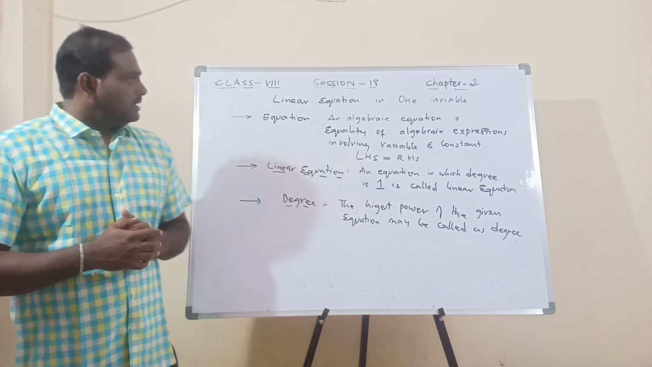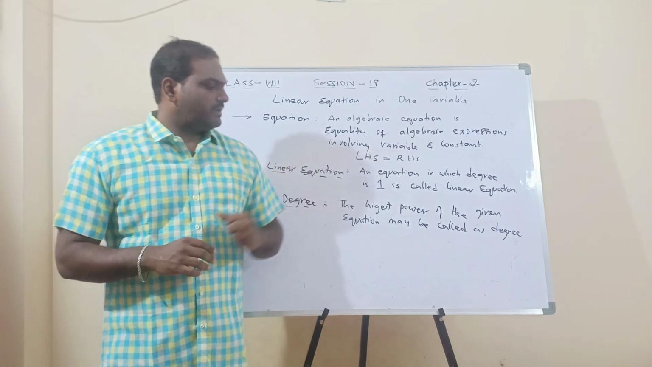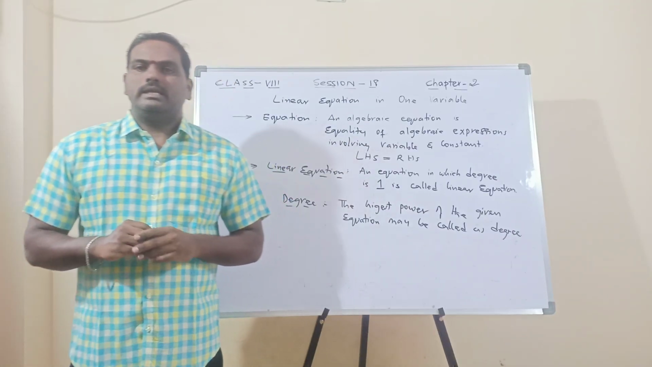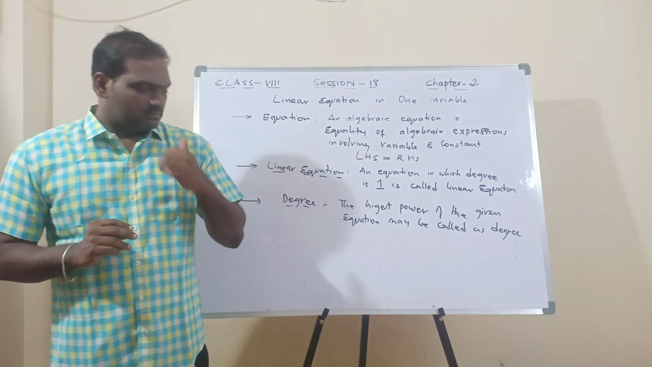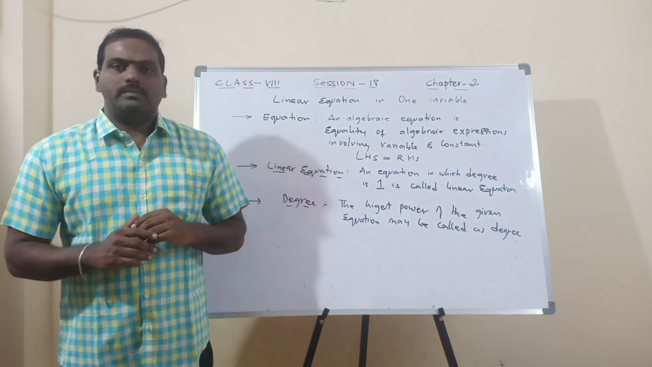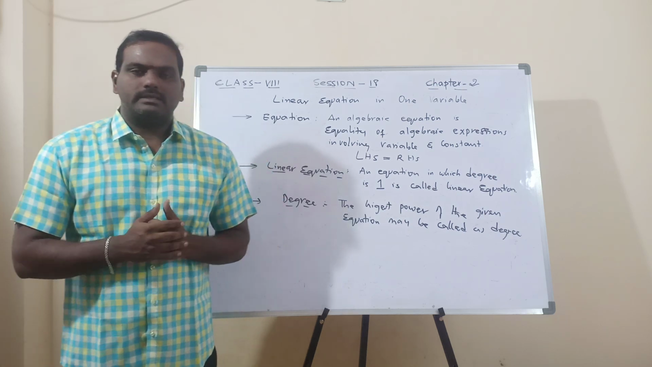Now the next chapter, chapter 2, is linear equation in one variable. It is a very simple chapter where we can expect word problems in the examination. Word problems are what we can expect most in the examination point of view.